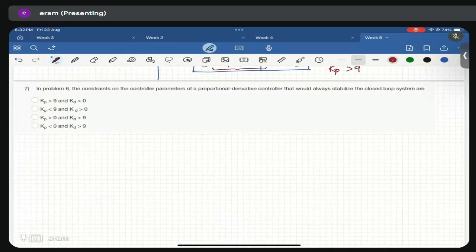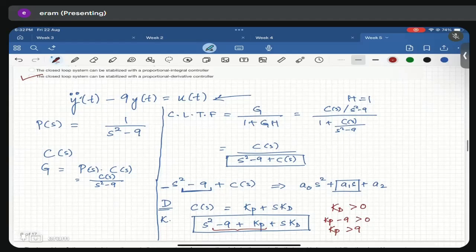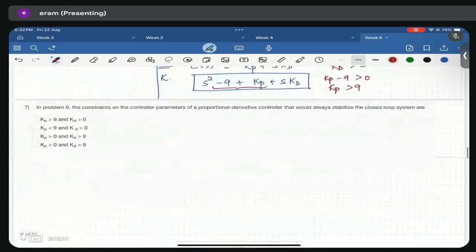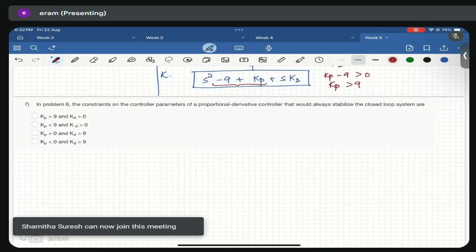In this question we need to find out the gains of the controller. We have already calculated it in the previous question only. Kd should be greater than 0 and Kp should be greater than 9. So option A is the correct one.